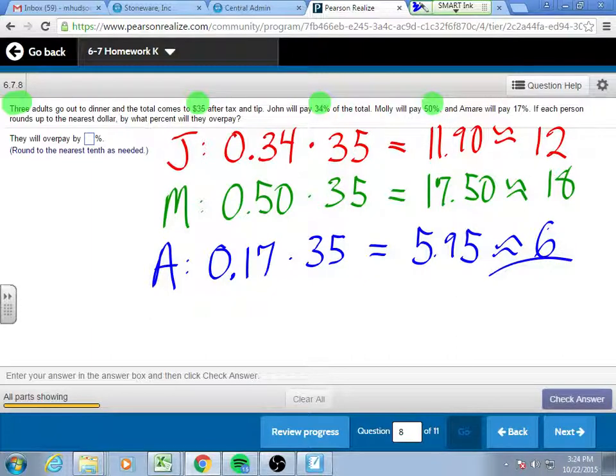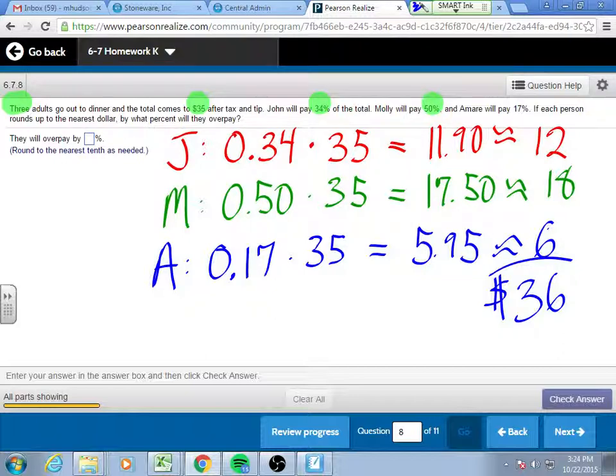So in total, if I add these up, well, 12 plus 18 already gives me 30. Hey, ladies, knock off the drama. And then I get 6. I make assumptions. So how much did they overpay by? How many dollars did they overpay by? 1. But that's not what we're being asked. We're being asked the percent that they overpaid by.